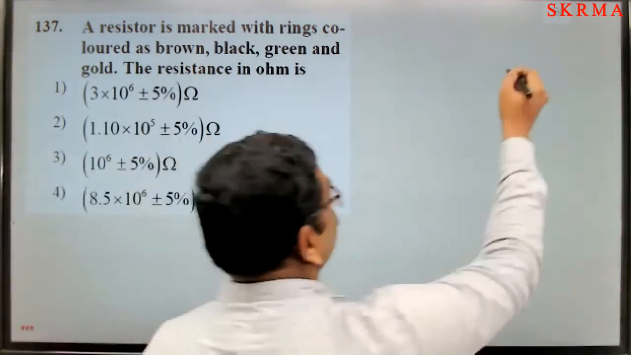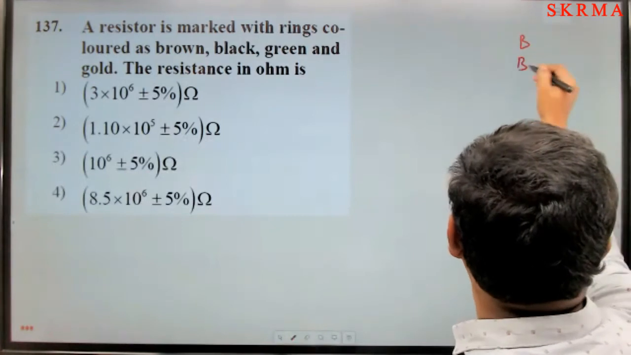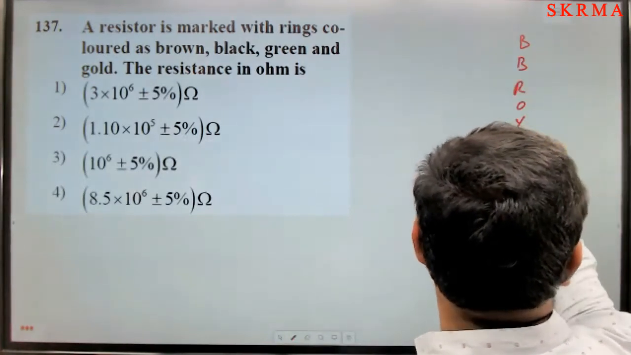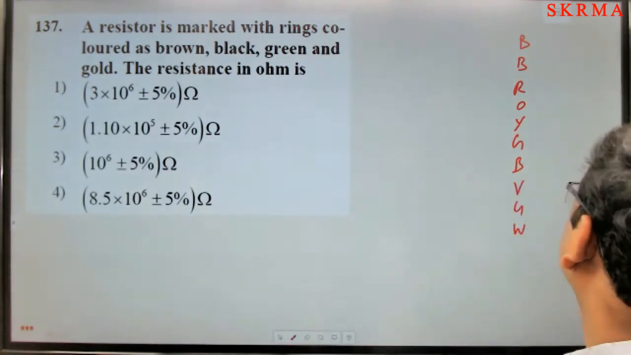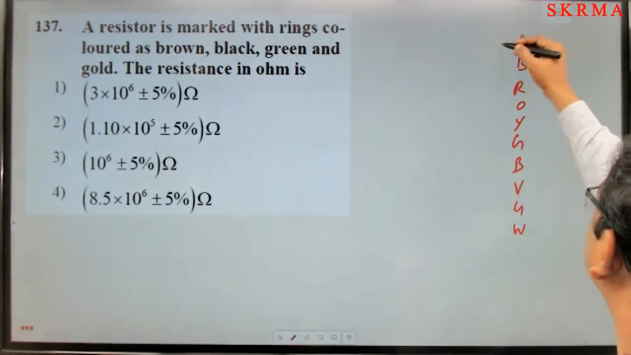Next. A resistor is marked with rings colored brown, black, green and gold. Color coding: B B ROY of Great Britain has a Very Good Wife. So B means black.